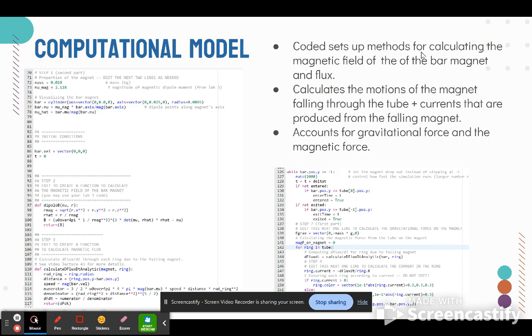The computational model uses Python and GlowScript to create a theoretical model of the magnetic field. For the first part, I just inputted the data from the experimental model, and I also set up methods for calculating the magnetic field of the bar magnet and its flux. The next part calculates the motion of the magnet falling through the tube, as well as the currents that are produced from the falling magnet. It also accounts for forces acting on the magnet, including gravitational force and the magnetic force.